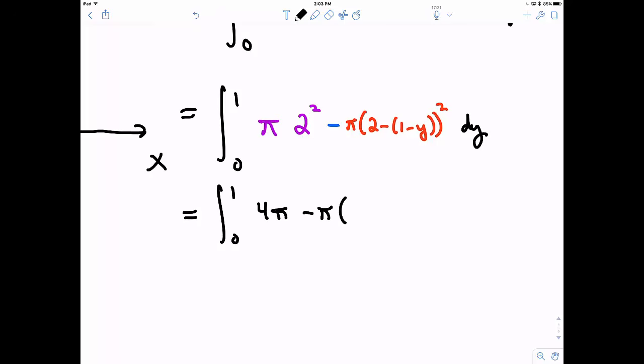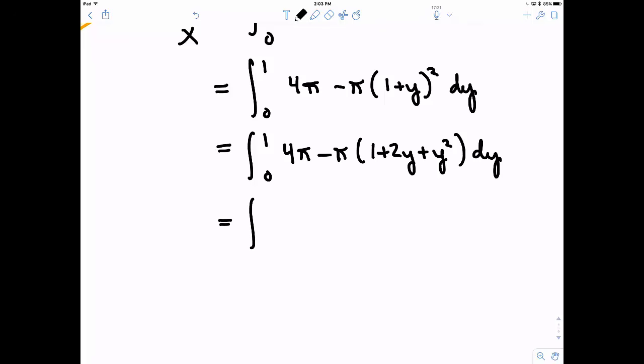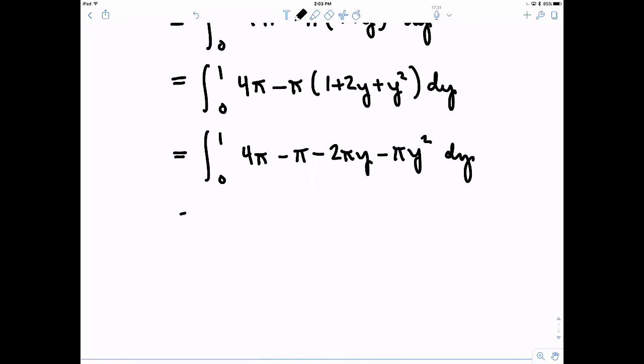And now if I simplify this whole thing that I need to square, that's going to be 2 minus 1 is 1, and negative y is positive y. And now I have to be careful again when I FOIL. So 1 plus 2y plus y squared. Now we're basically safe in Calc 1 world. We just need to spend a little time simplifying this all down and then integrating carefully. But the hard thing is really setting these up.